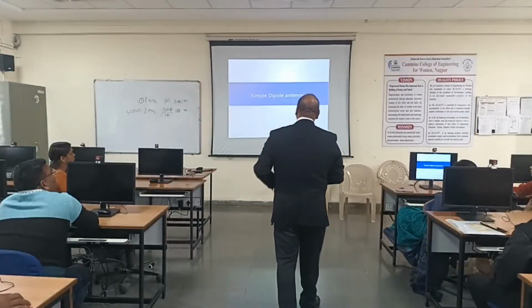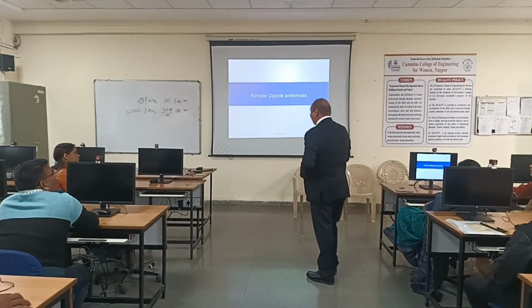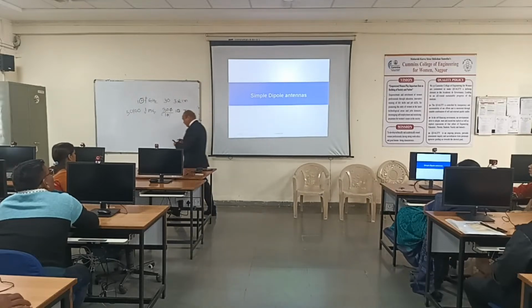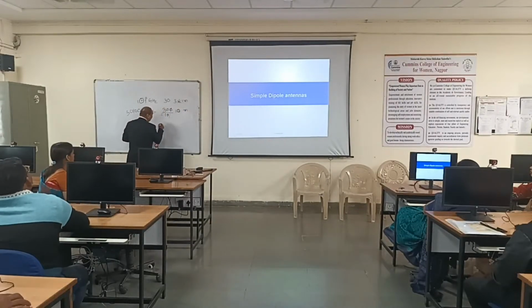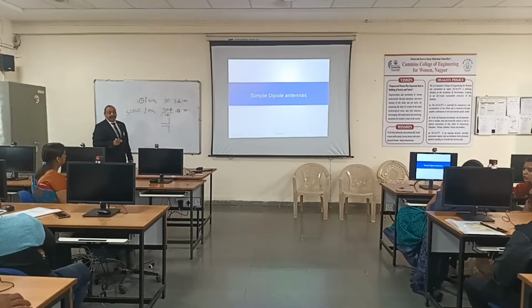Next. So let us assume the simple dipole antenna. Dipole antenna बोलने के बाद what comes to your mind? This is the dipole antenna. There is one wire, and this is another one. This is called the dipole antenna.